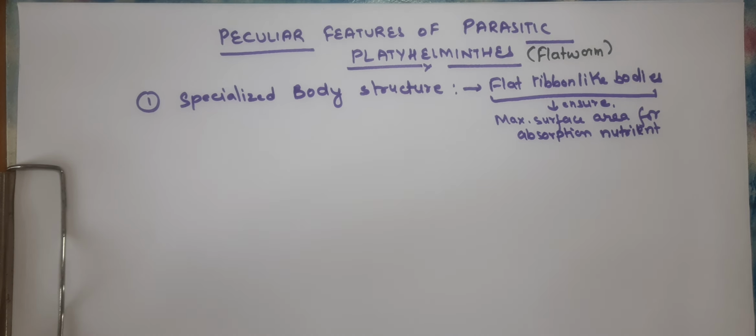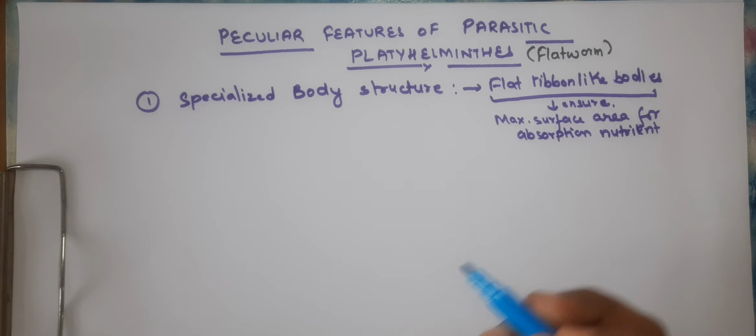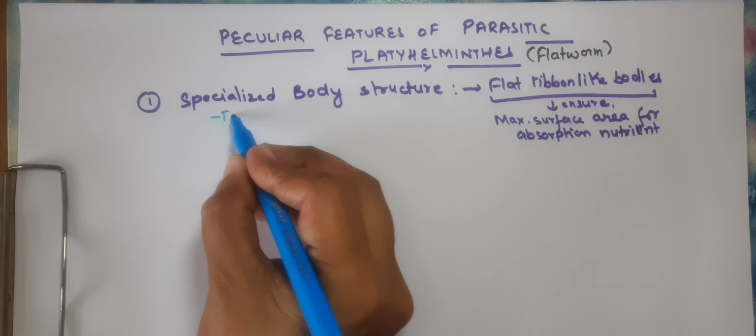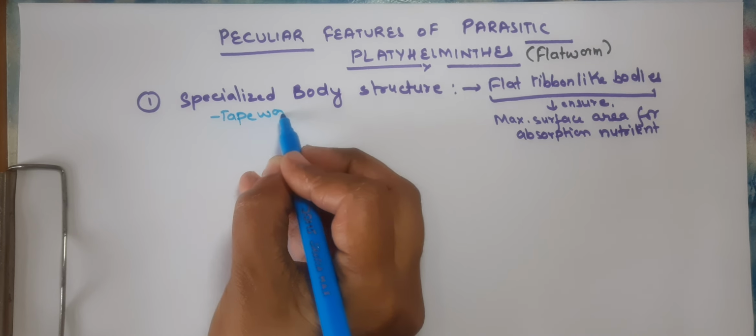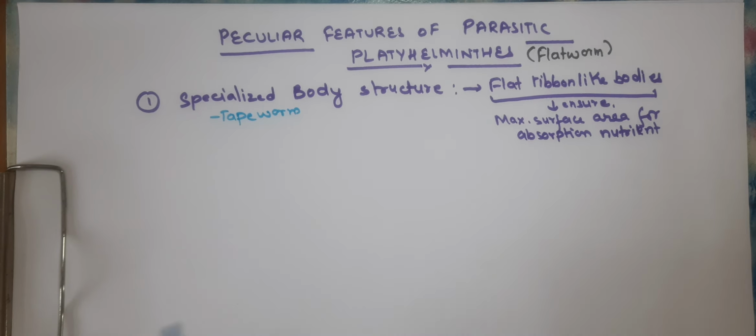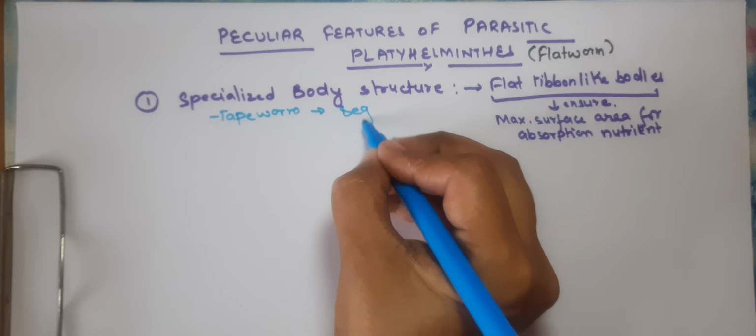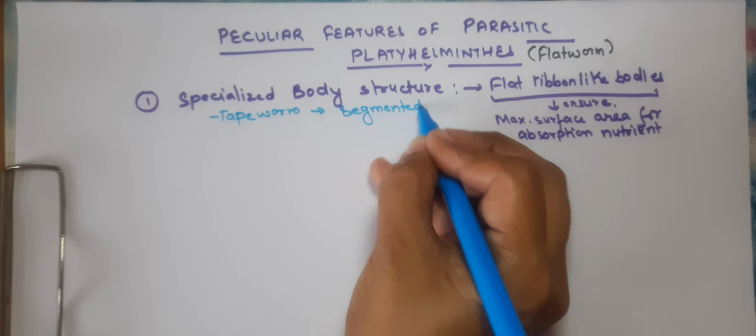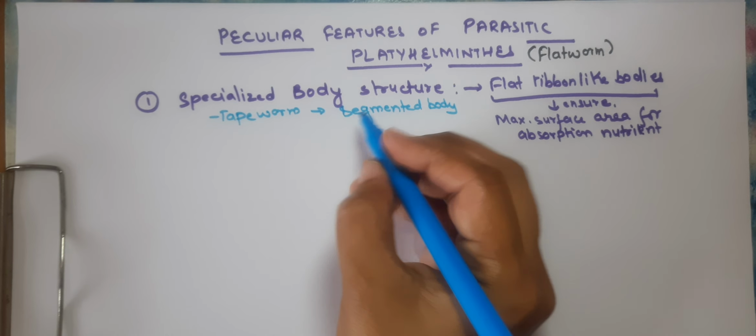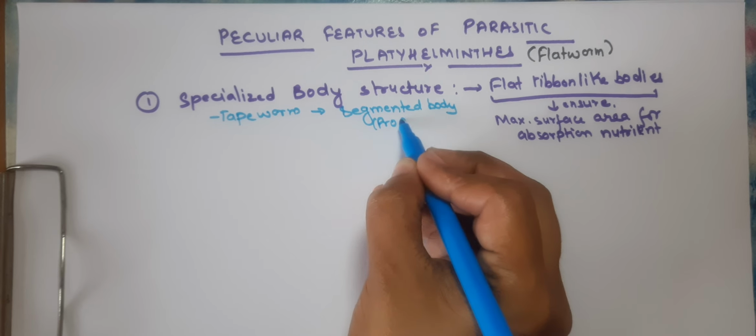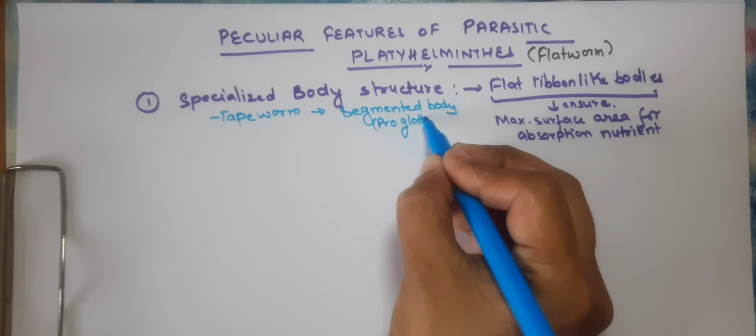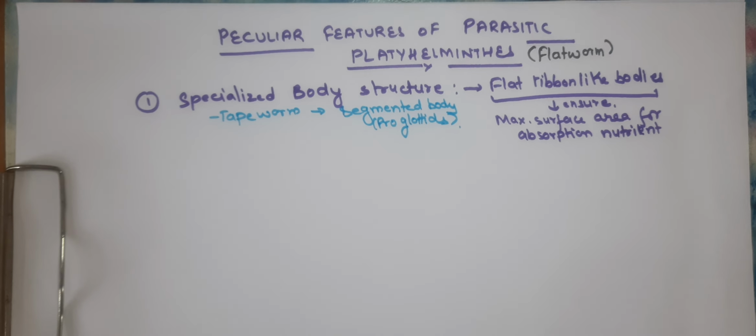So if you talk about an example, then there is the tapeworm. Okay, so the tapeworm body is divided into segments, that is, they have a segmented body, the segments known as proglottids. Now this segmentation will help increase their reproductive capabilities as well as the nutrient absorption from the host intestine.